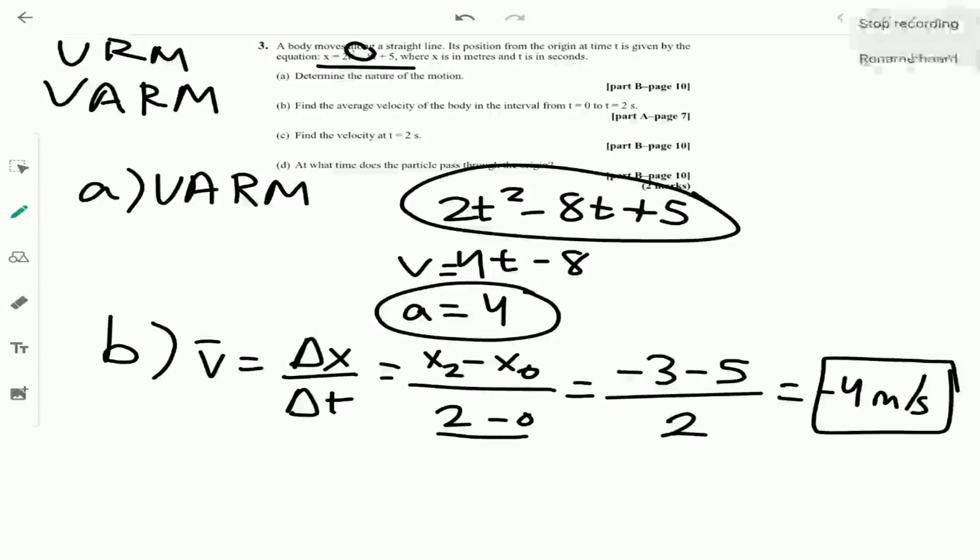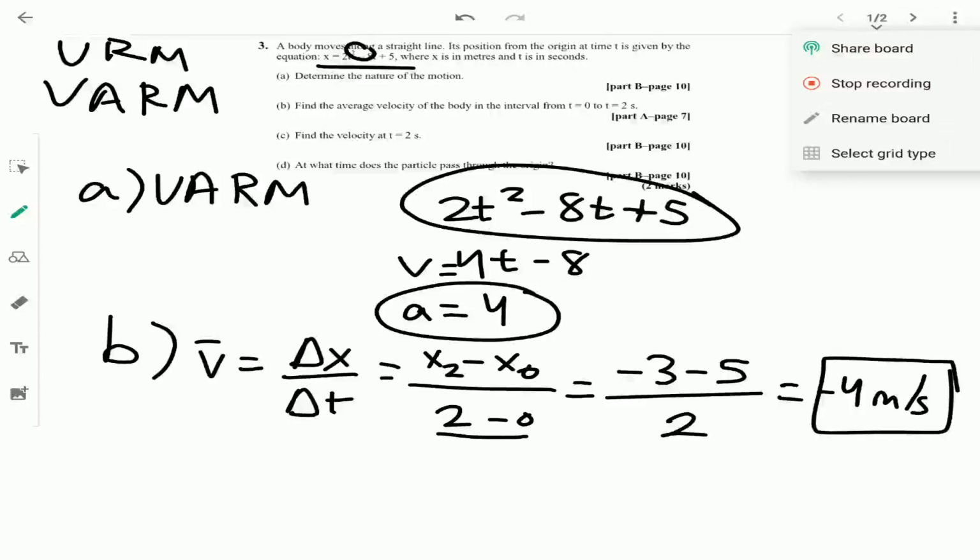Now let's go on to the next one. Part C. They're asking us what's the velocity at time equals 2. We should all remember that after deriving, I had gotten the equation for velocity to be 4t minus 8. Very simple substitution here. So v at 2 is equal to 0 meters per second.